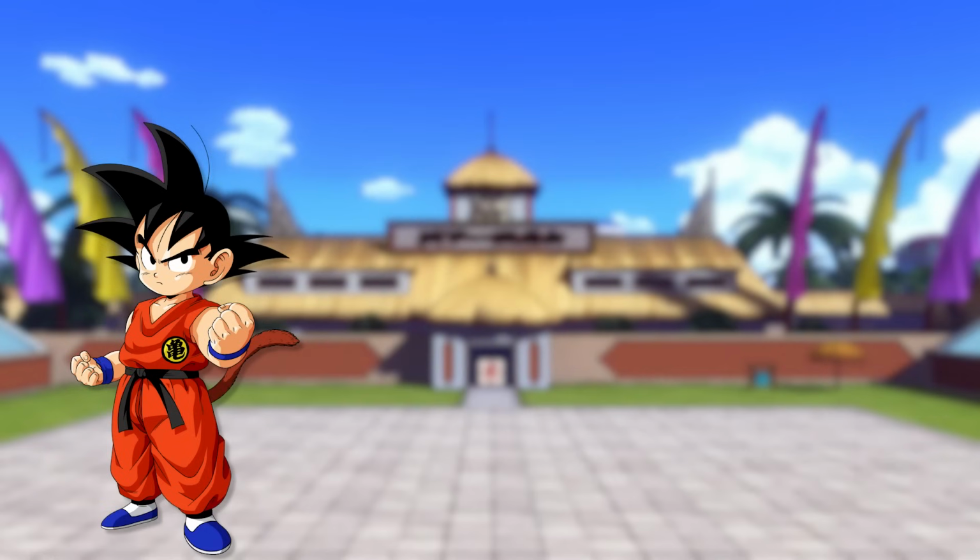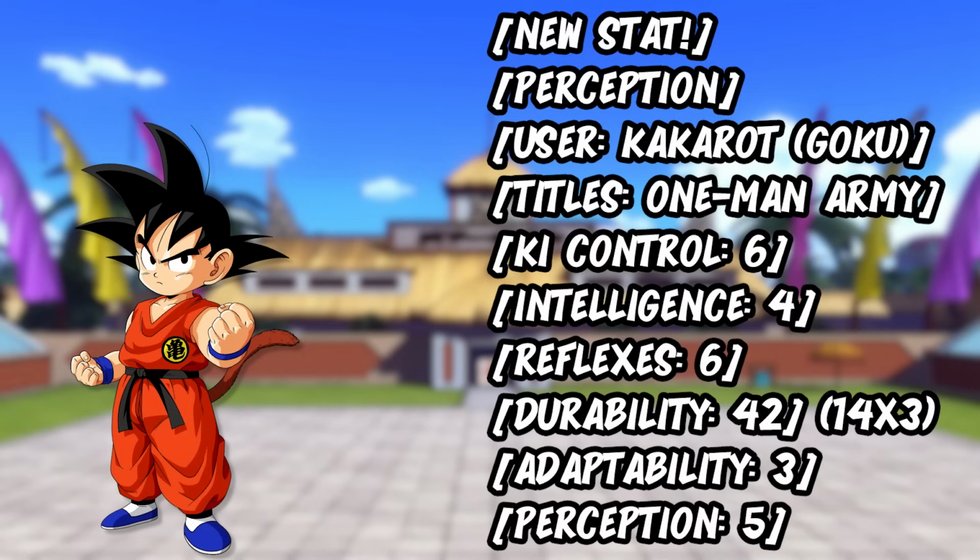However, the rewards aren't done yet. New stat: Perception. User: Kakarot. Goku. Titles: One Man Army. Ki Control 6, Intelligence 4, Reflexes 6, Durability 42 (14 times 3), Adaptability 3, Perception 5.